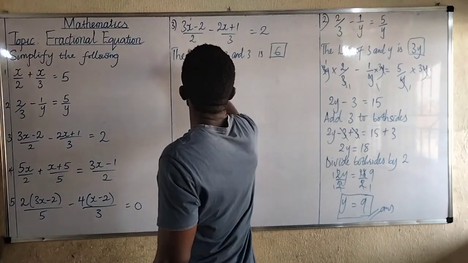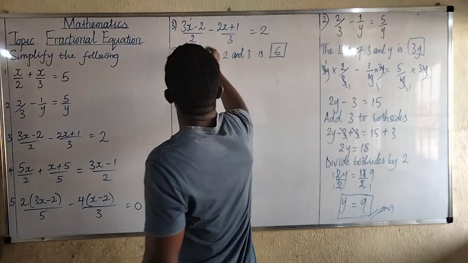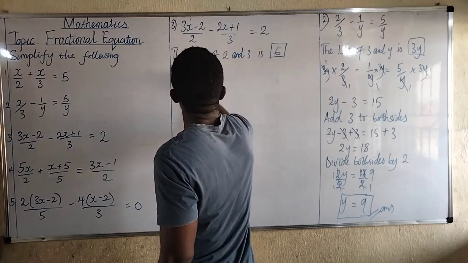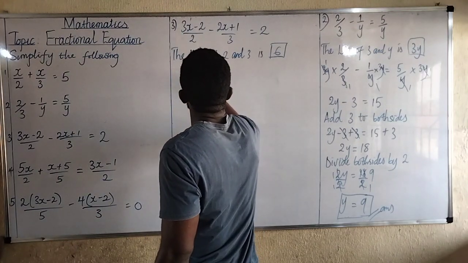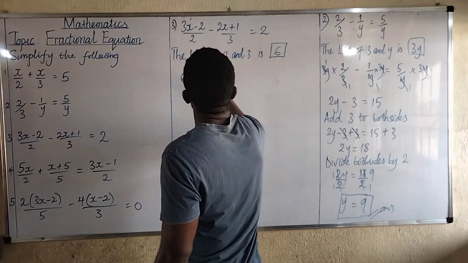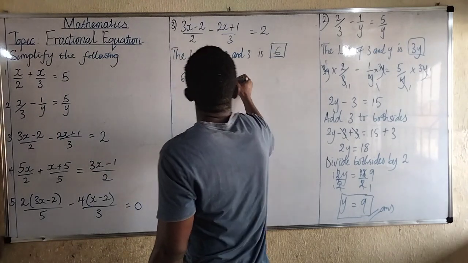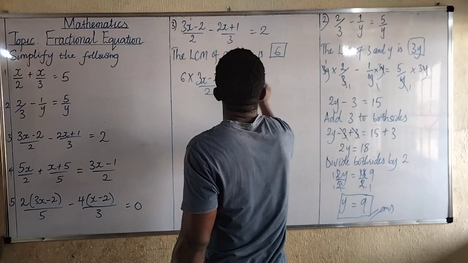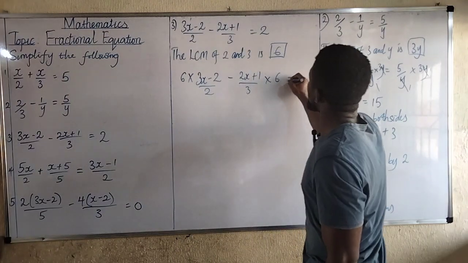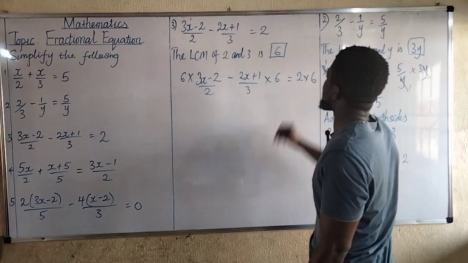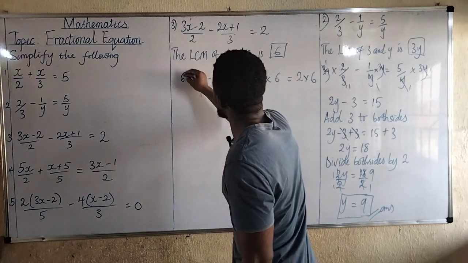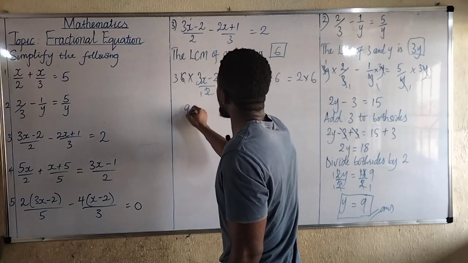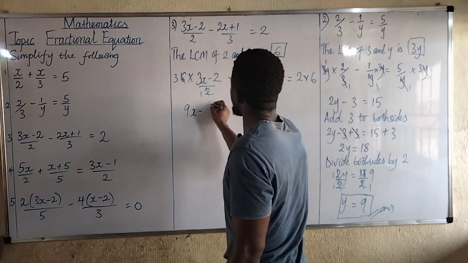So the LCM of the denominators is 6. Use it to multiply each of these fractions. Then we have 6 times (3x - 2)/2 minus (2x + 1)/3 times 6, all equal to 2 times 6. 2 in 2 is 1, 2 in 6 gives me 3. So 3 times 3x is 9x, and 3 times 2 is 6.